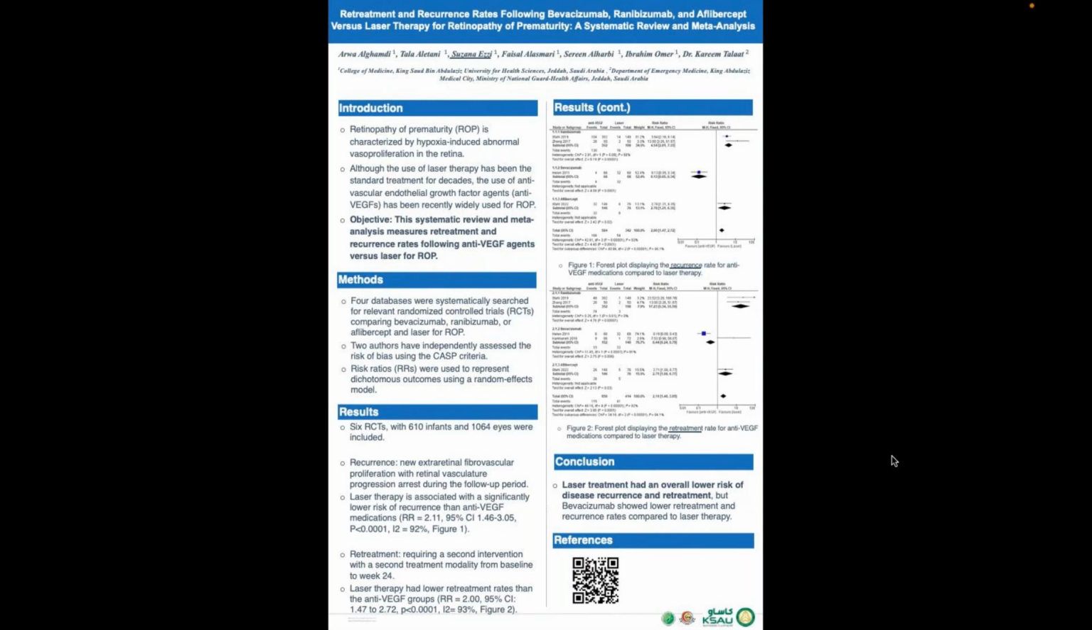For our results, ultimately we had 6 RCTs included with a total of 610 infants and 1,064 eyes. As I mentioned earlier, we had two main outcomes, the recurrence and the retreatment. Starting with the recurrence outcome, it was defined as new extraretinal vessel proliferation, with the condition that there was vessel progression arrest during the follow-up period.